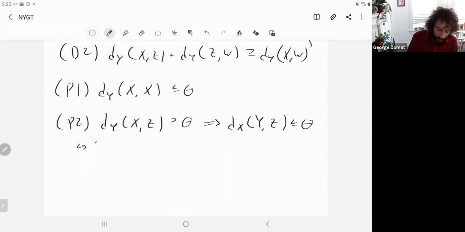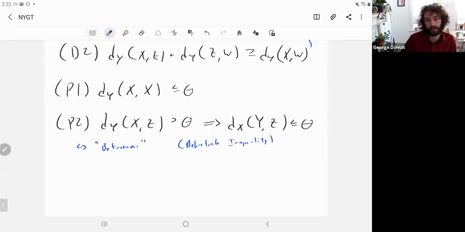And why is this important? It gives you a notion of betweenness. We say that y is between x and z if it measures a large distance between them. In other languages, this is the Behrstock inequality when you're in the setting of surfaces and subsurface projections. A lot of these definitions are inspired by the Masur-Minsky machinery for subsurface projections, and in that setting, this is exactly the Behrstock inequality.